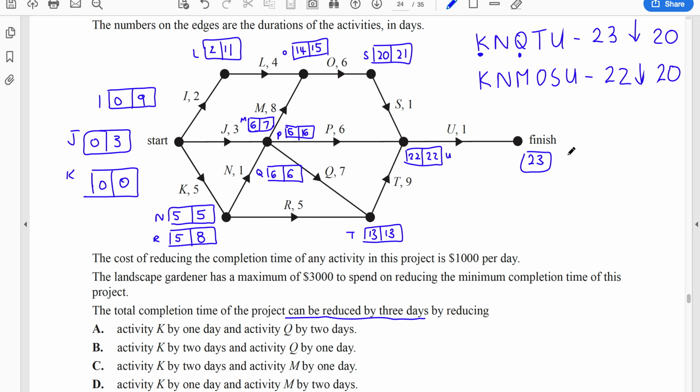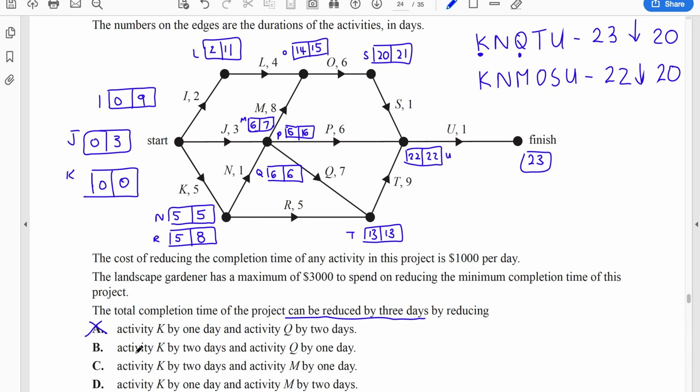Then what I want to do is find something that is going to reduce this down to 20, but is also going to make sure this one comes down to 20 as well. So if you have a look at A, reduce K by 1, so take this off, that brings it down to 22, and Q by 2, that works, it brings this down to 20. But if I only take 1 off K, this path here will come down to 21, not 20, as is required. So that is not going to work.